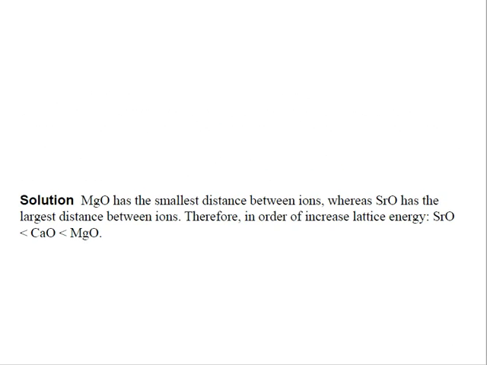So because of those sizes, our order is going to be strontium oxide, calcium oxide, and magnesium oxide. So strontium oxide is the lowest lattice energy, and magnesium oxide is the highest lattice energy. The size of it, magnesium oxide is the smallest distance, so it would have the greatest energy, whereas strontium oxide has the largest distance, and that would be the lowest energy.